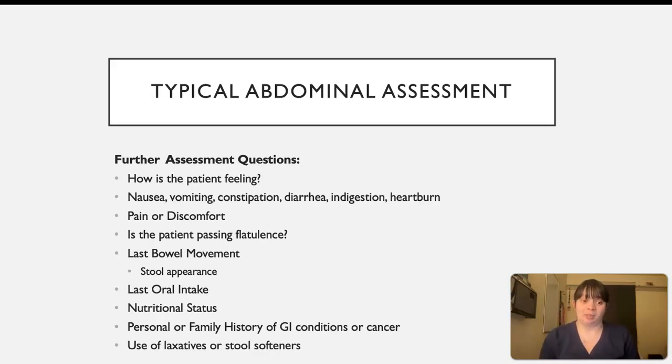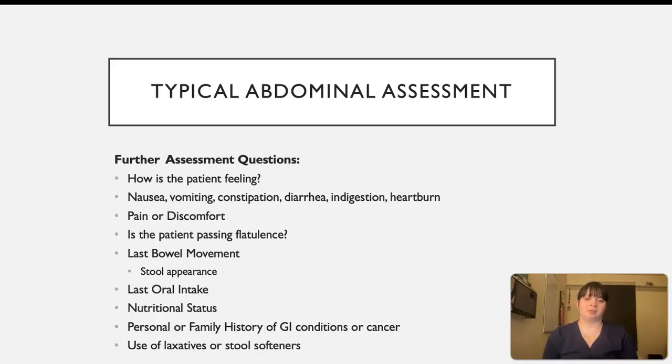I also want to know, aside from the color, what does the stool look like? Is it pebble-like? Is it loose, liquid, mucus? That liquid mucus means that our body's not absorbing those nutrients or exchanging fluid, and our patient may be malnourished at that point. I also want to know, what does their nutritional status look like? Do they intake any fiber, protein?